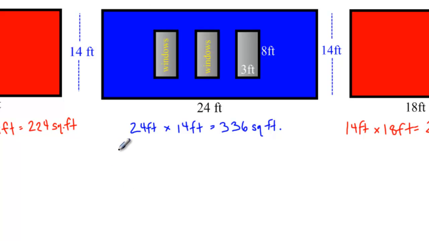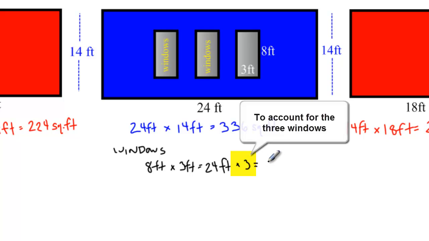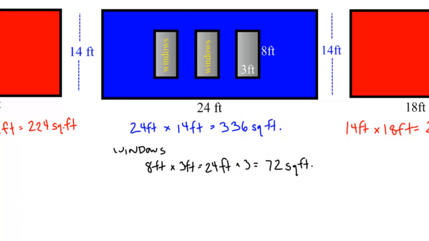We're not going to paint the windows, but we still need to find the area for all 3 of them. They're all identical, so all I have to do is find the area of one window and then multiply it by 3. Each window is a rectangle, so to find the area of one window, all I have to do is multiply 8 by 3, and I get 24 square feet. But then I have to multiply by 3 again because there's 3 windows, so the total surface area for the 3 windows is 72 square feet.